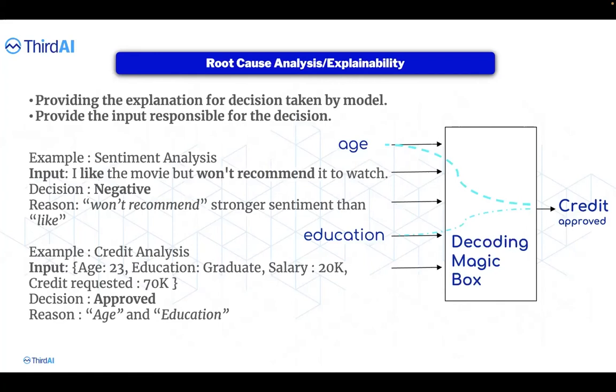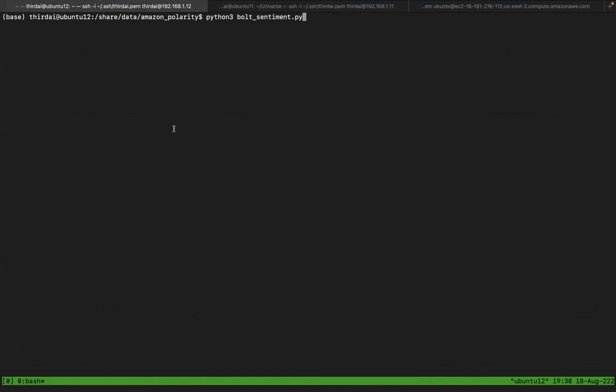Also, in the case of credit analysis, for example, just like the tabular data that David discussed, how does a bank make a decision on whether a certain person needs to be awarded a credit or not? There are several factors that go into credit analysis, like age, education, salary, etc. Now, how does an automated system give a decision that this is approved and also say what is the reason for the approval, or what is the reason for the disapproval? So these are the scenarios where root cause analysis is very important, and all our auto classifiers come baked in with root cause analysis. So we'll show a demo on how that works.